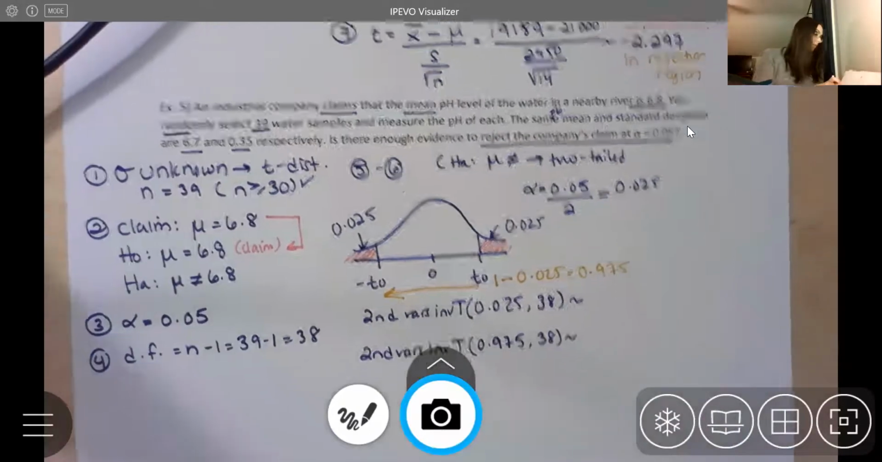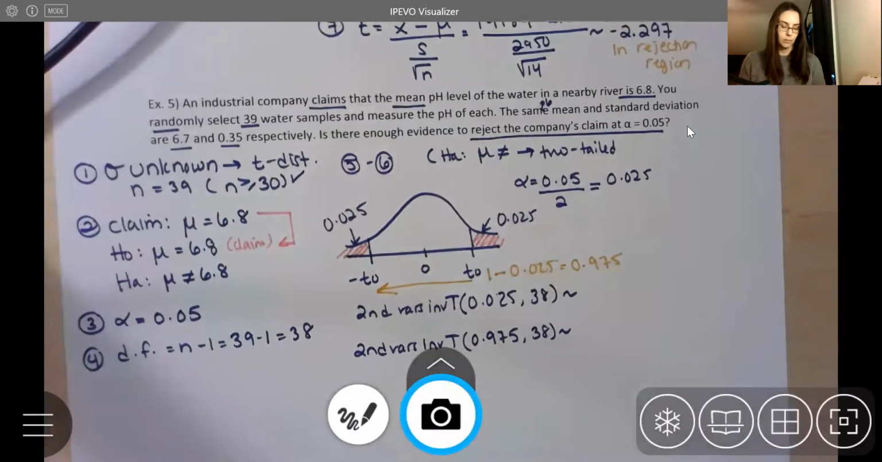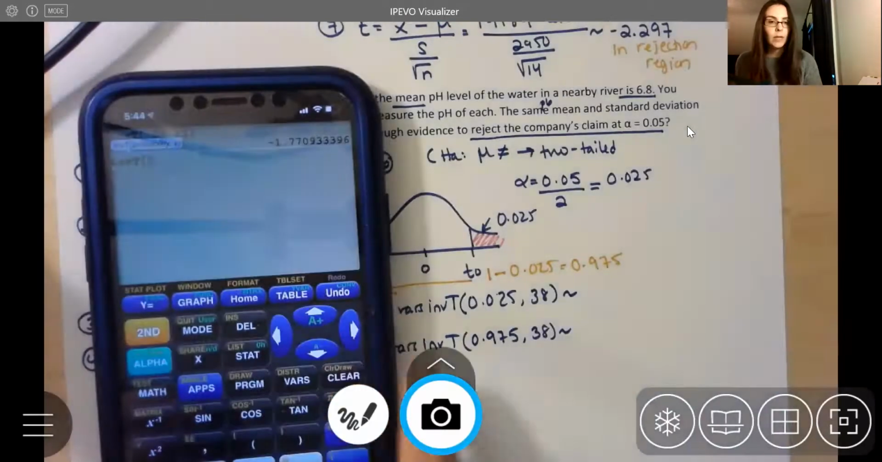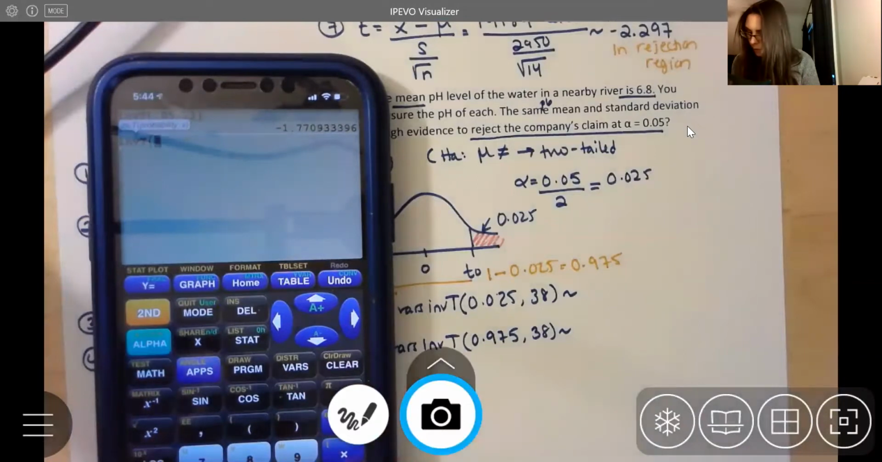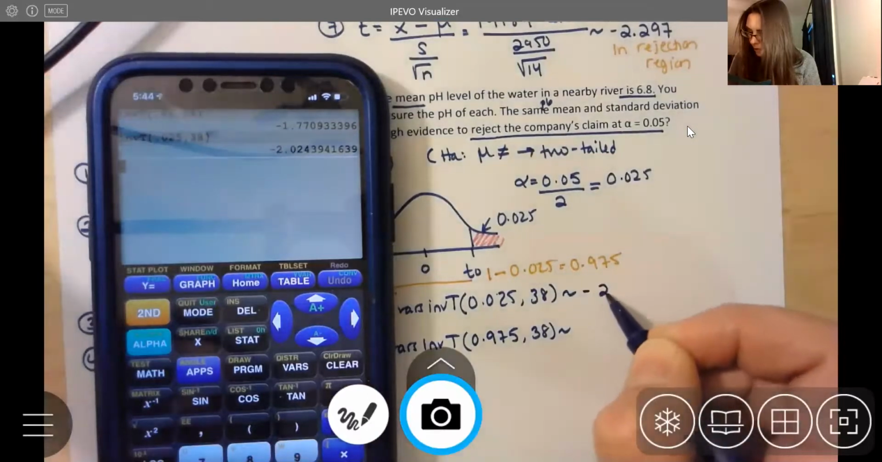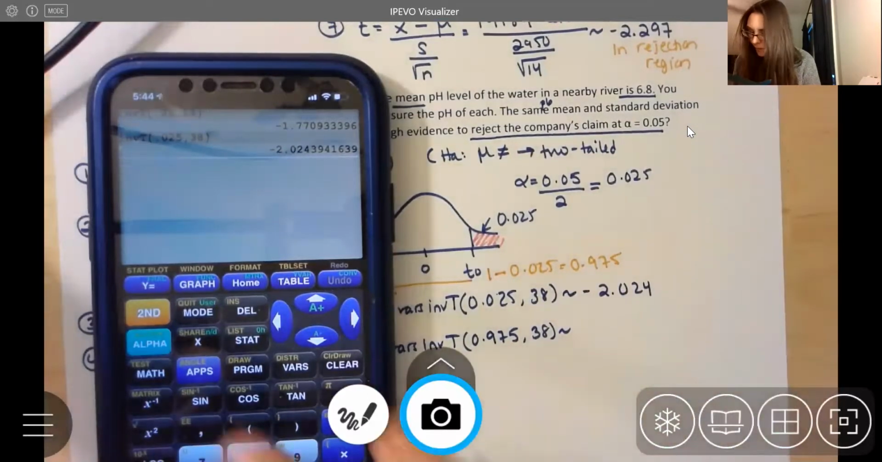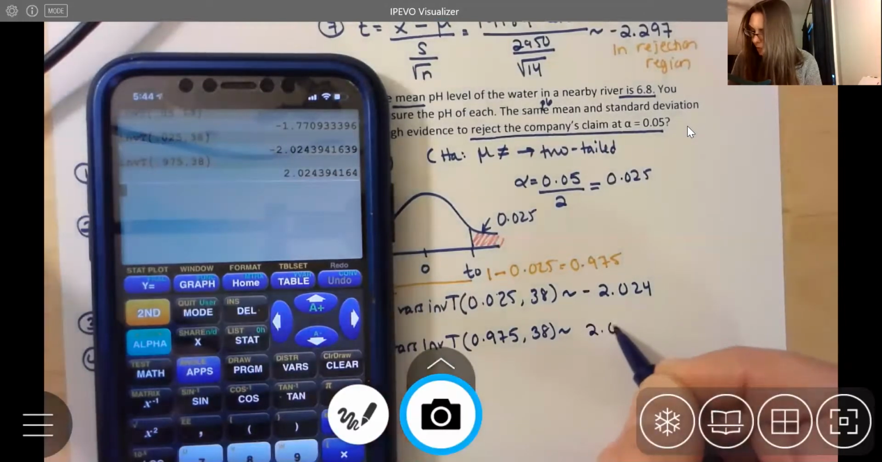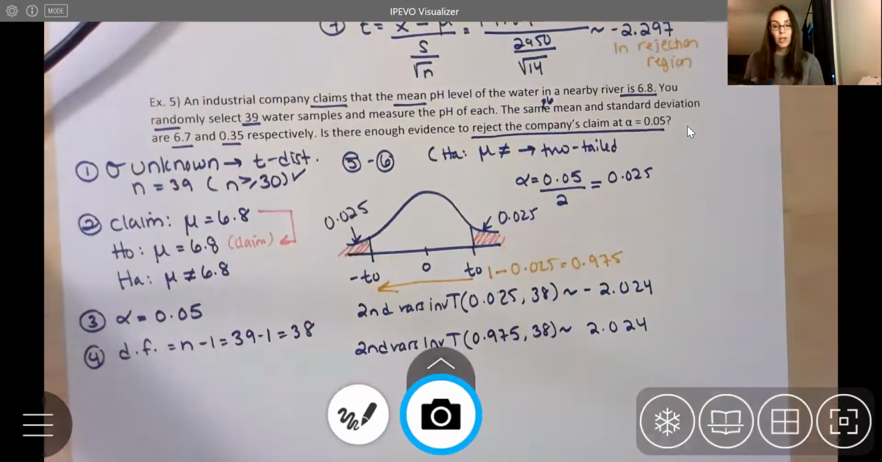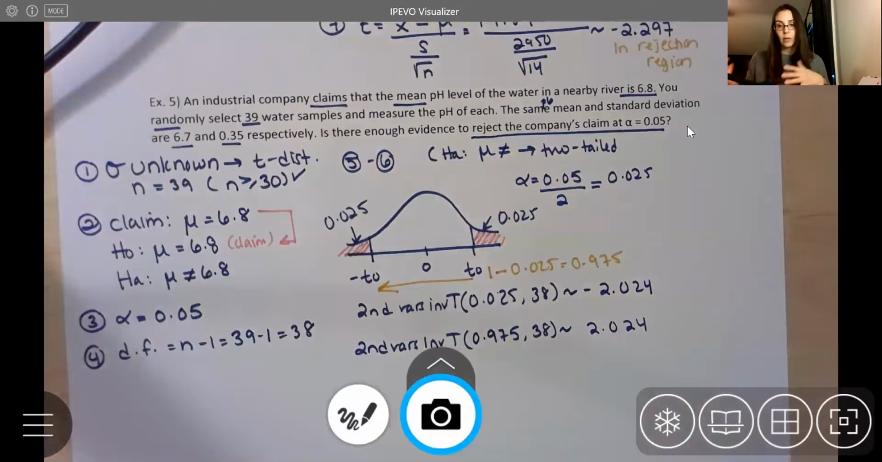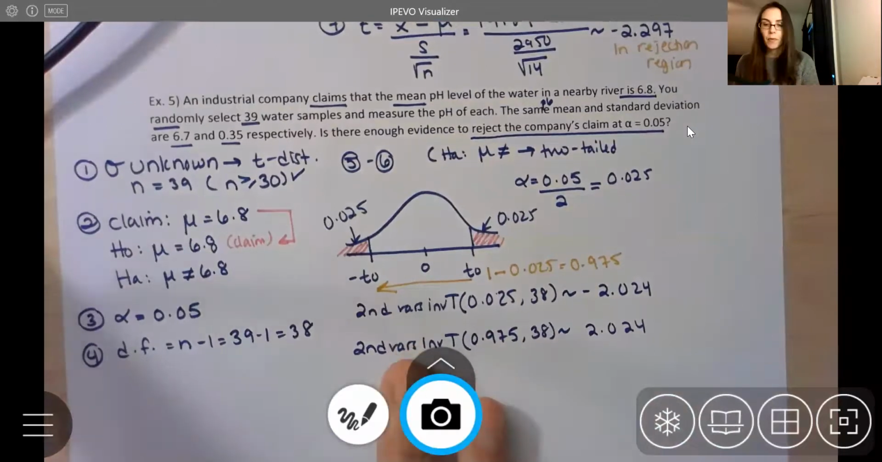All right, so let's see what I get for my two values. So I'm going to use inverse t here, and I'm going to do 0.025, comma 38 first. I get about negative 2.024, and then I'm going to do it again: 0.975, comma 38, and I get positive 2.024. So again, I feel pretty good that they're the same value. They should be the same value on each side. So I can do both of them to check.